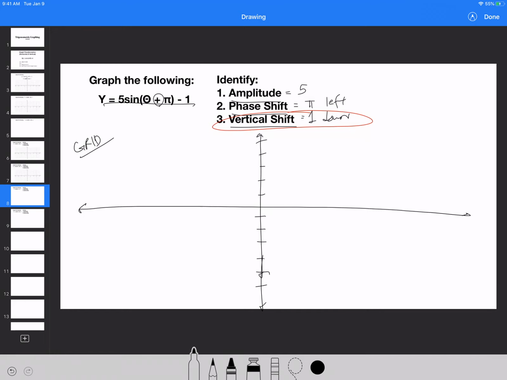I don't really need to draw that much, but for the extra increments, I will do pi over 2, pi, 3 pi over 2, and then 2 pi, negative pi over 2, negative pi, negative 3 pi over 2, and then negative 2 pi.